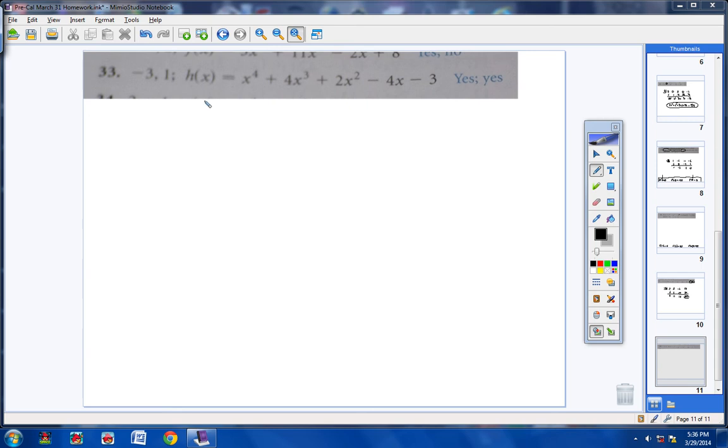Okay, last problem on the homework assignment. We're going to see if -3 is a 0, and we're going to see if 1 is a 0 using synthetic division. So we'll start with -3, put that inside the box. Looks like I don't have to put any zeros in. I have a fourth power, then a third, then a second, then a 1, then a constant term. So we're looking pretty good. My coefficients would be 1, 4, 2, -4, and -3.